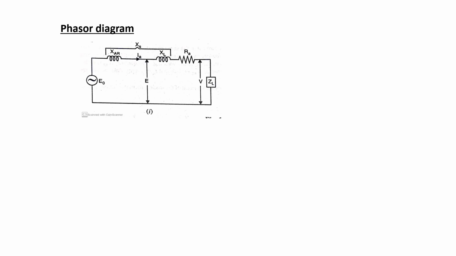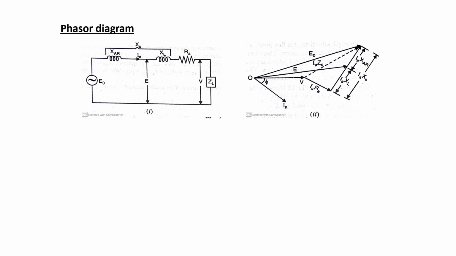Next is the phasor diagram. This is the equivalent circuit of an alternator. So this is the phasor diagram, and here the parameters are: this is the armature resistance, this is the leakage reactance, and this is the armature reactance. These two, that means XAR plus XL, is equal to XS. E naught is the no load voltage and V is the terminal voltage.